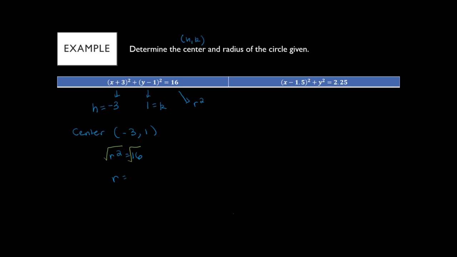And we can't have a negative radius. So normally when you take a square root, you get a plus or minus, but a radius is a distance, and distance can't be negative. So we only use a positive number. So the radius here is 4. The square root of 16.